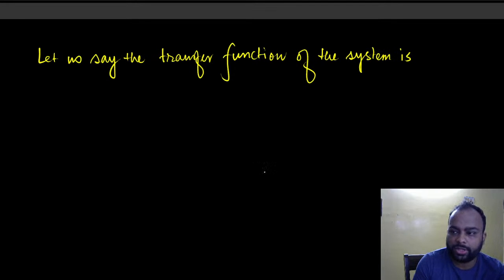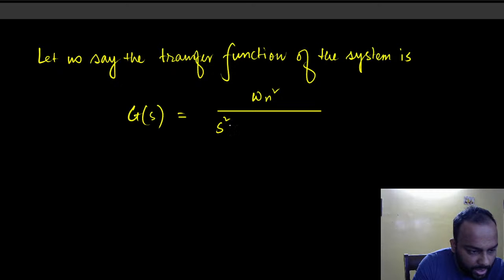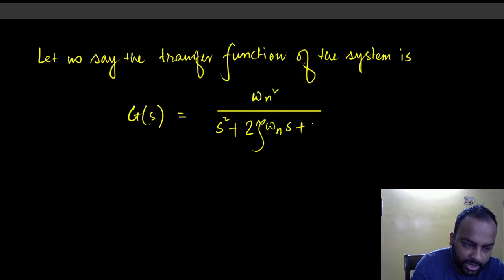Let's say the transfer function of the system is omega n square divided by s square plus 2 zeta omega n s plus omega n square, where zeta and omega n are constants. Then what is a transfer function? Transfer function is essentially the ratio of the Laplace transform of the output to that of the input.